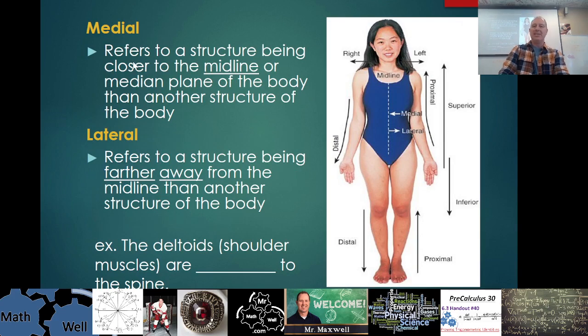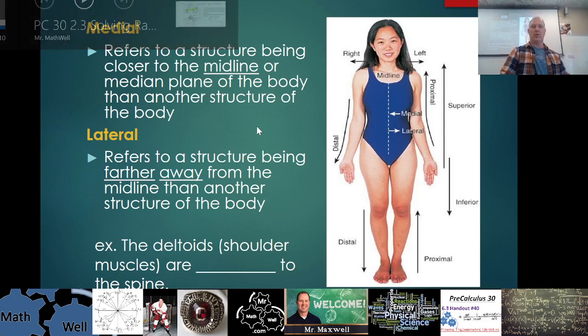Okay, medial. Now look at the diagram. Medial has an arrow towards the midline. So this refers to a structure being closer to the midline or the median plane, the mid-sagittal plane of the body, than another structure. Lateral refers to the structure being further away from the midline than another structure. So lateral movement is side to side, right? We're talking about the sides, closer to the sides. Medial, closer to the midline, or median.